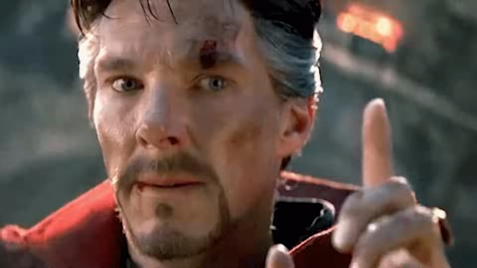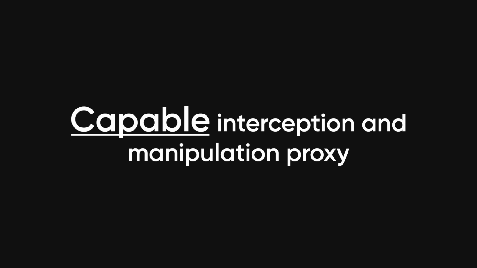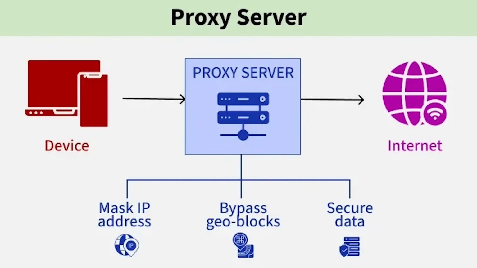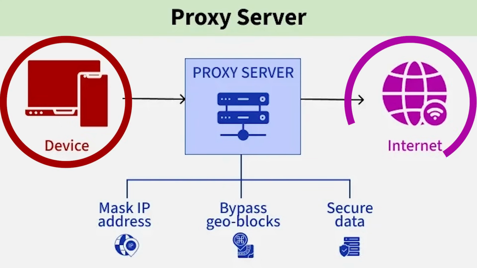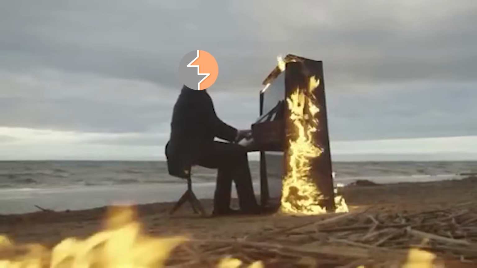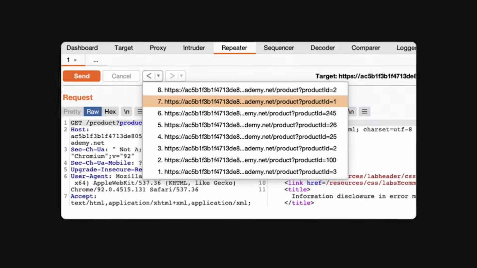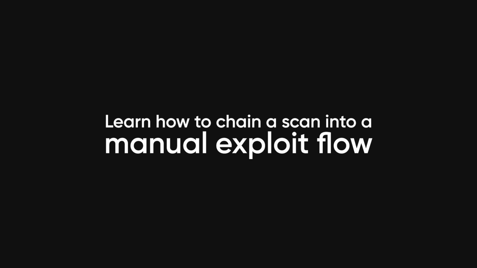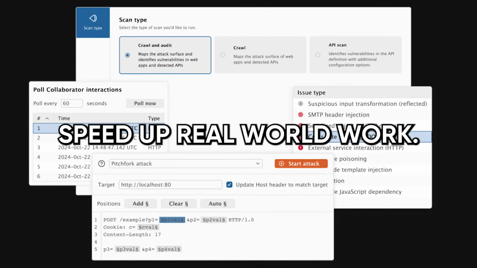The first non-negotiable is a capable interception and manipulation proxy, because if you can't see and alter the conversation between browser and server, you're flying blind. Burp Suite still owns this space, and you should know it like a piano you can play in the dark. Learn the proxy, learn repeater, learn how to chain a scan into a manual exploit flow, and don't be shy about paying for Pro when you're serious, because its features and extensions speed up real-world work.